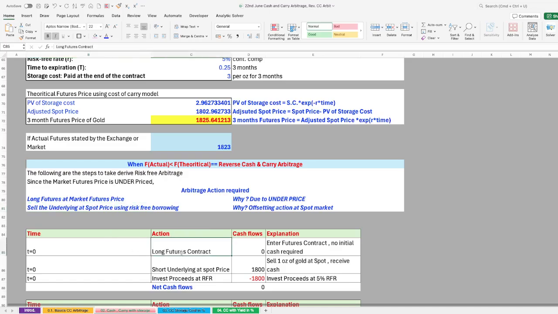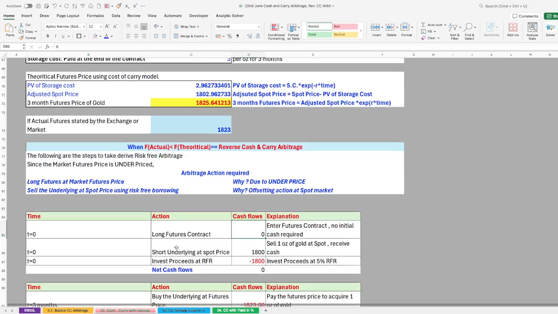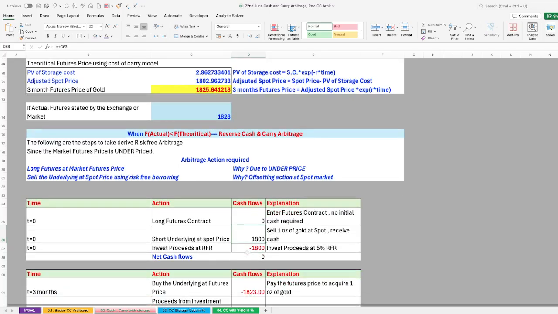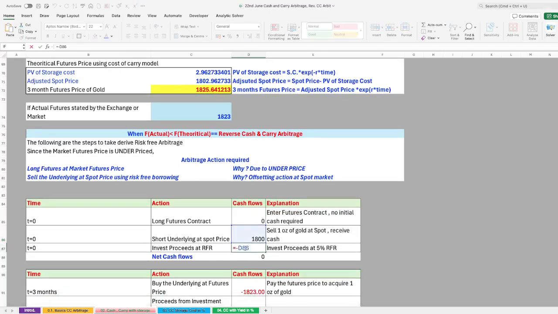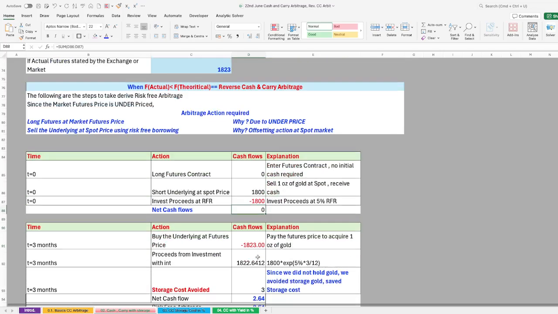When you buy the futures, there are no cash flows. When you sell the underlying, we get the money, so we have to invest the money we got from the short sale at the risk-free rate. This is the return from the short selling, and this is the investment that goes out. So the net cash flow is zero.